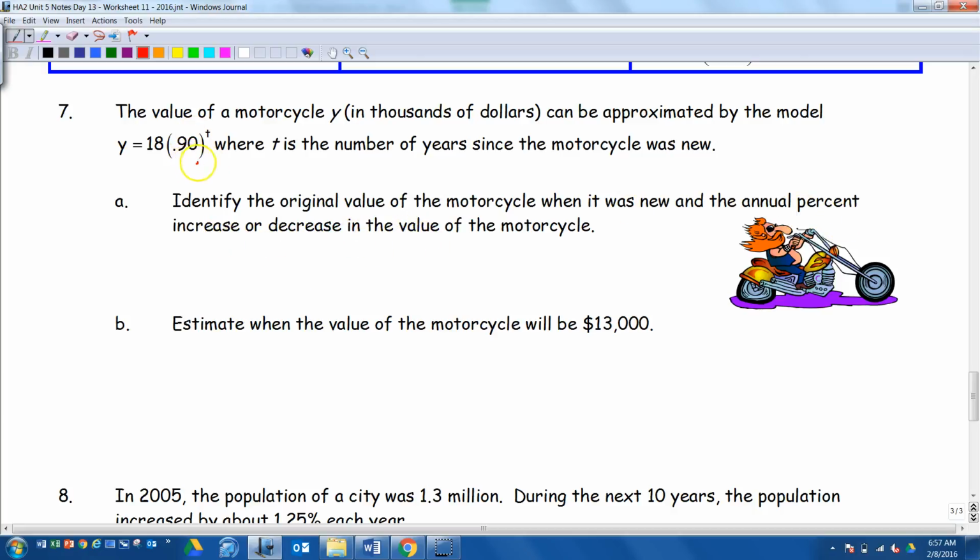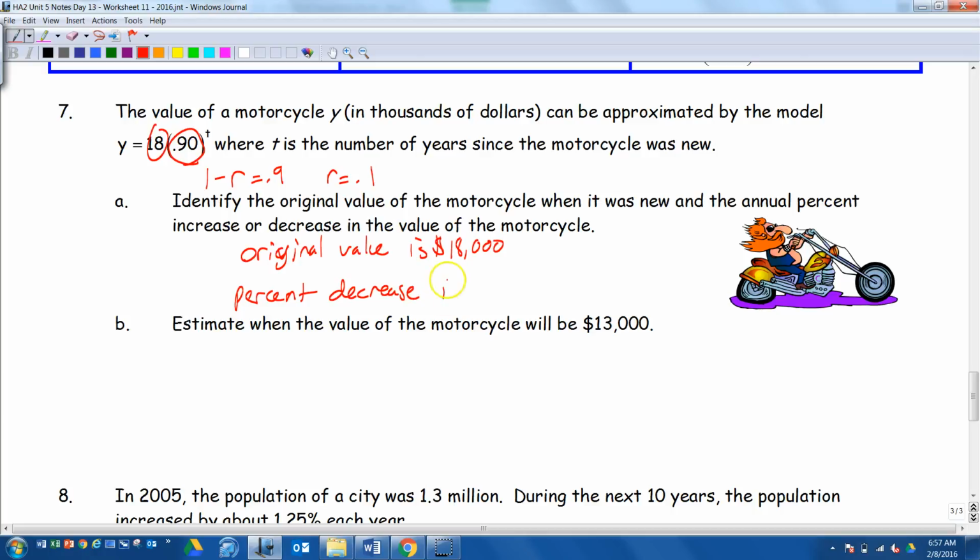Well, again, this value is 1 plus or minus something, and since it's less than 1, it's 1 minus r equals 0.9, so r is equal to 0.1. And this is the starting amount. So the original value is $18,000, and it's a decrease is 10%.